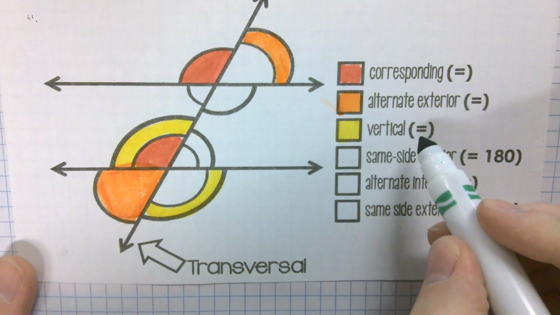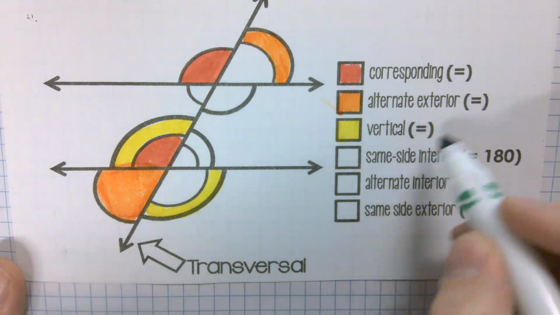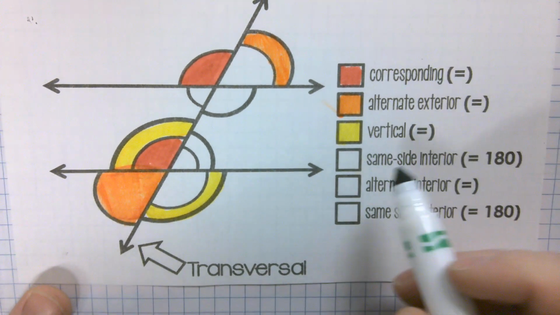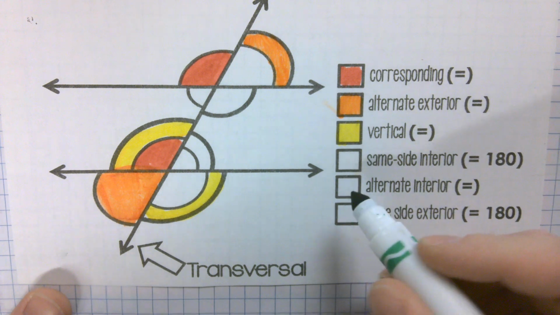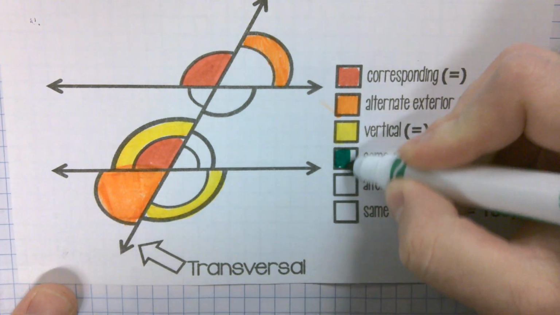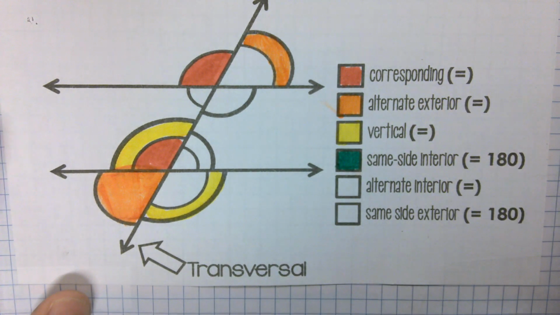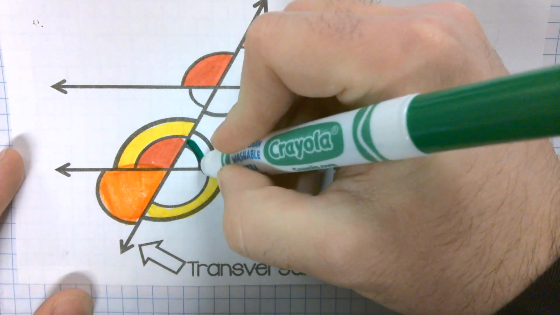Vertical angles, as we know, are equal to each other. We don't really need to go over that again. Next up, our fourth angle pairing in green, same side interior. This again gives us a lot of information just in the name.